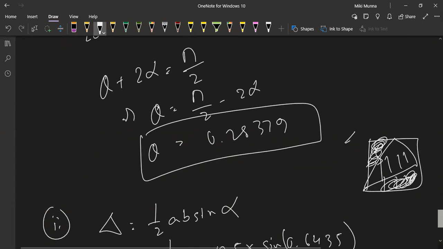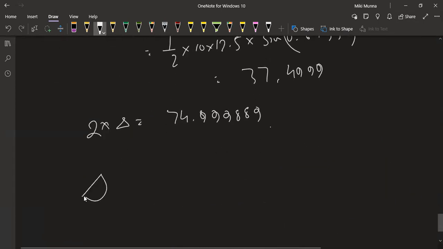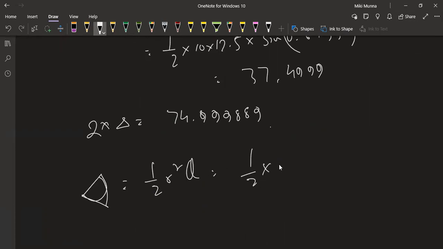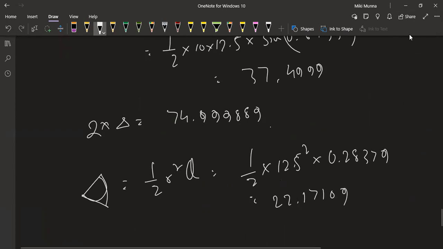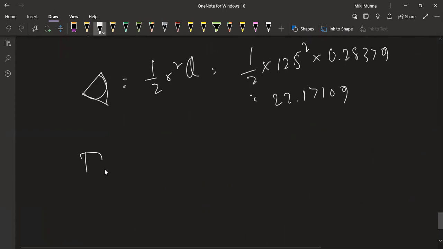Now we're left with the sector area. The sector area uses half r squared theta. Half times r squared means 12.5 squared, where 12.5 is given as the radius in the question, and theta we have found to be 0.28379. Using 0.5 times 12.5 squared times 0.28379, we get 22.17109. This is our sector area. Now, area of square is 10 squared, which is 100.